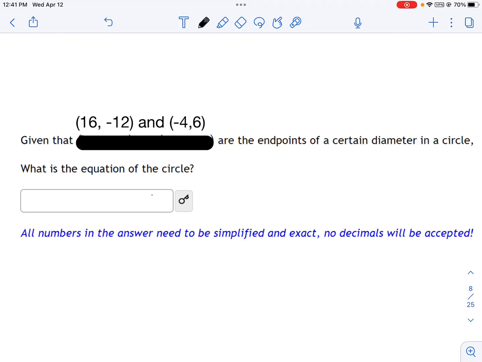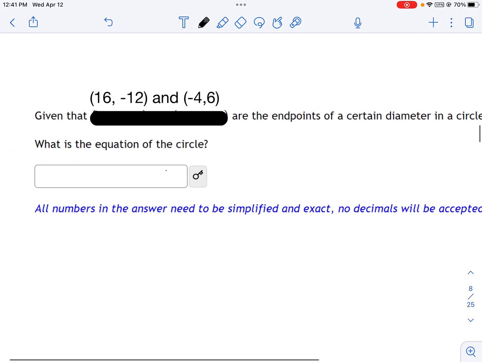And welcome. Given that you have (16, -12) and (-4, 6) being the endpoints of a certain diameter in a circle, write the equation.